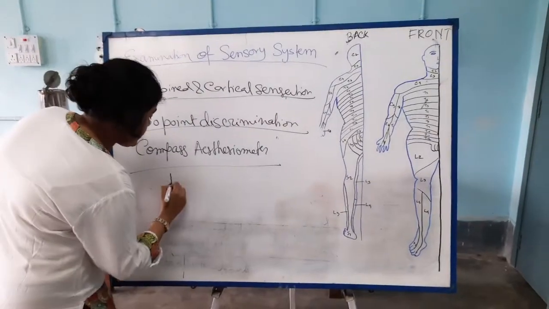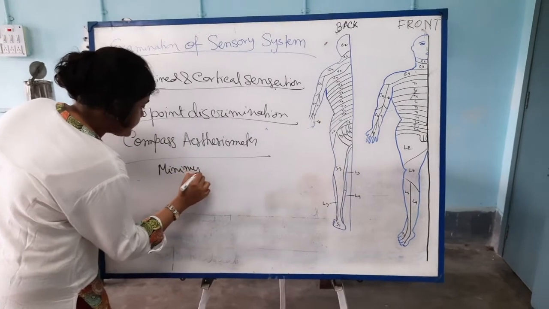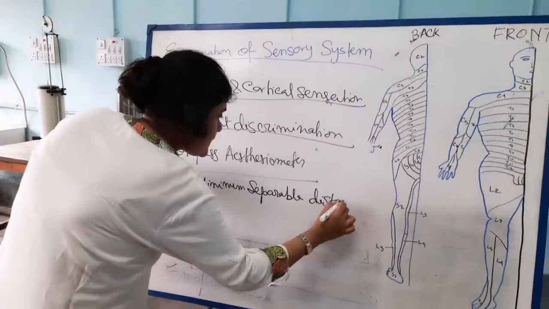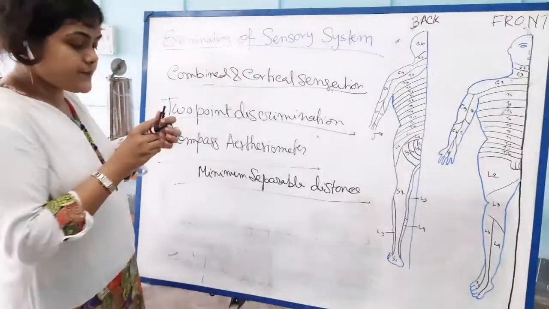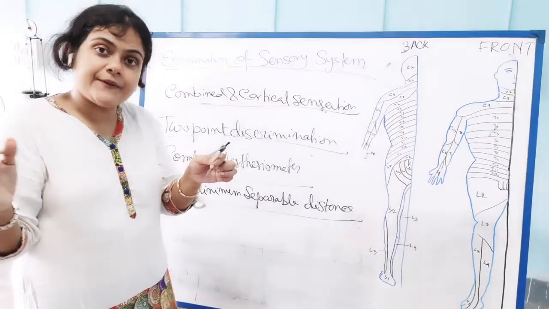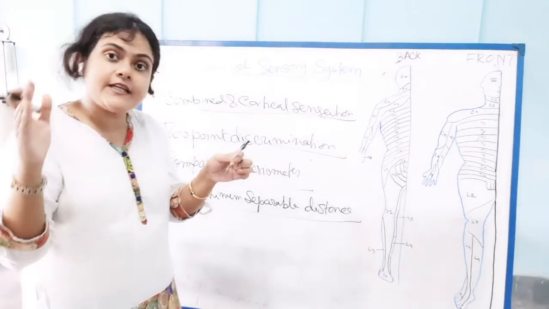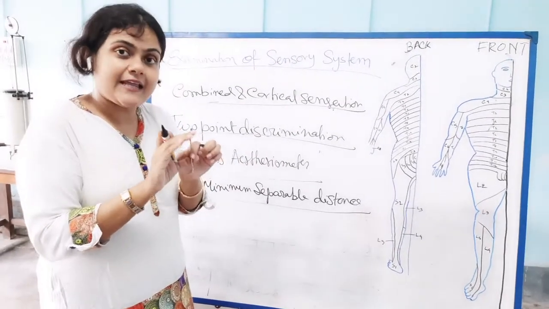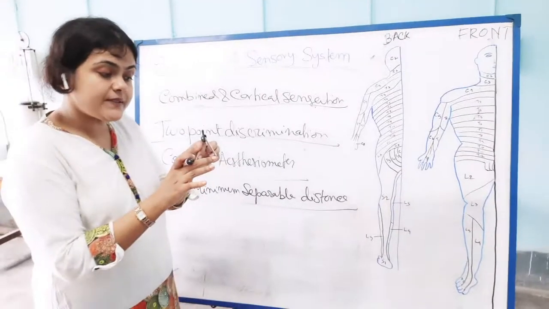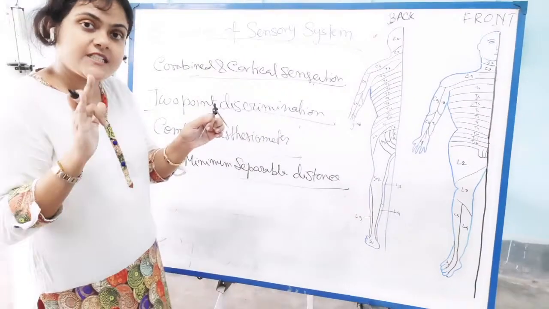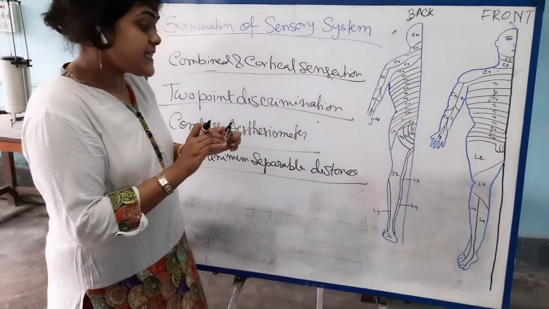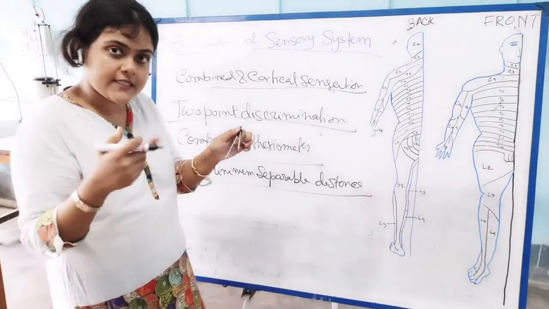Here you have to know about the minimum separable distance. It's the minimum distance between these 2 points where a patient can feel the 2 points separately. When they are stimulated separately but simultaneously, the patient can feel it as 2 separate points. That is the minimum separable distance. For a distance less than it, a patient will feel that the stimulus is coming from a single point.